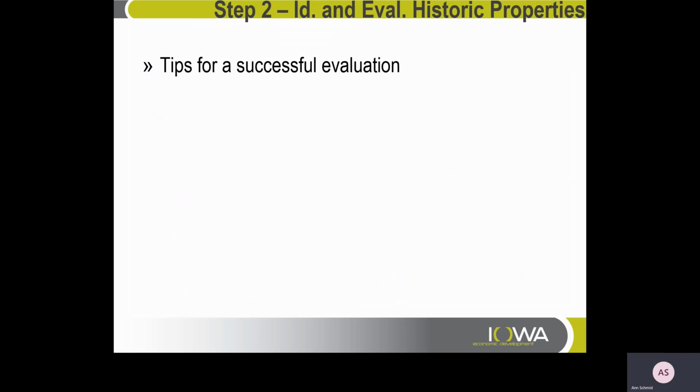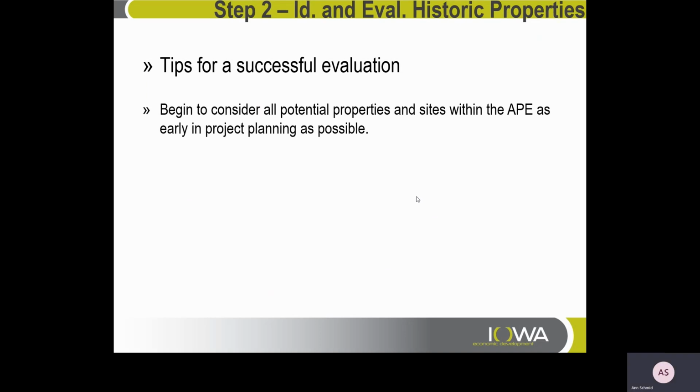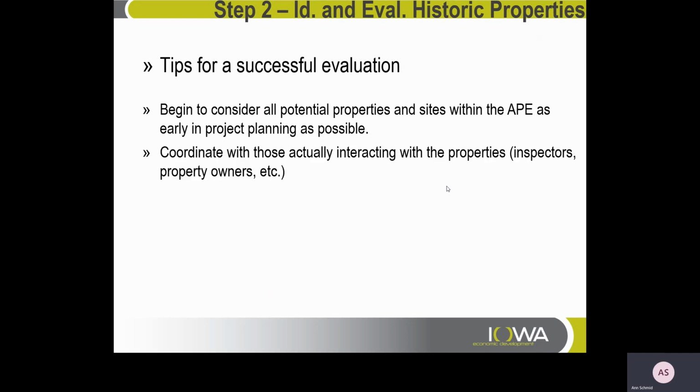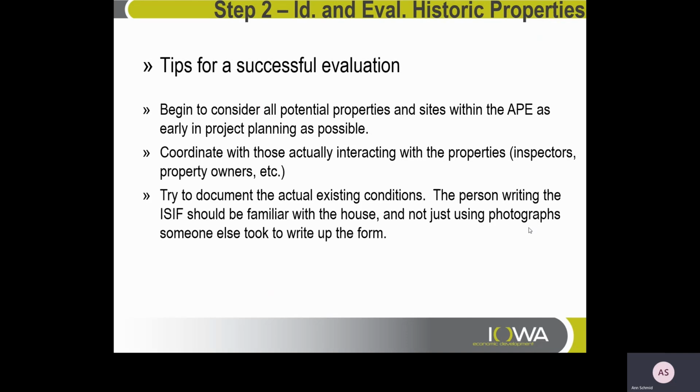So as we look at tips for successful evaluation of resources, you want to begin to consider all potential properties and sites within the APE as early in project planning as possible. You want to coordinate with those actually interacting with the property. So this may be the inspectors, the property owners. They might have additional information that would help you in your evaluation of resources. Try to document the actual existing condition. The person writing the inventory form should also be familiar with the house and not just using photographs that someone else took to write up the form.